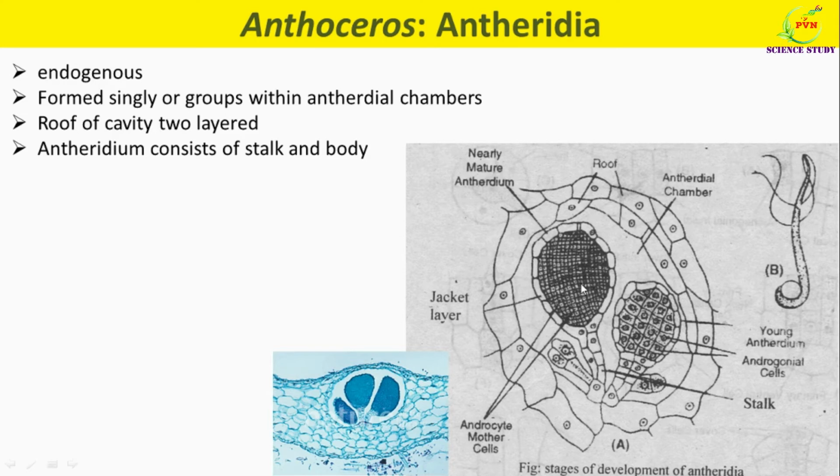Each Antheridium consists of two parts, that is stalk and body. This is the stalk of Antheridium and this is the body. The stalk is multicellular and is generally formed of 4 rows of cells.